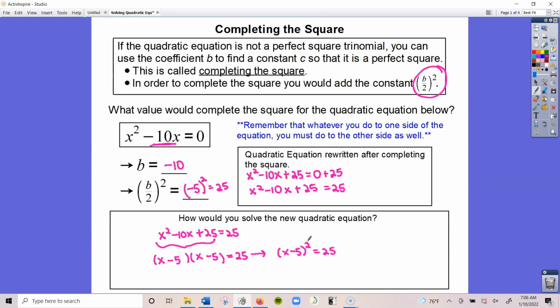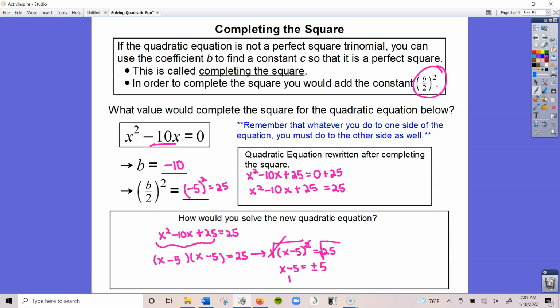Since this is squared, in order to get rid of this exponent, I am going to square root both sides. So this square root is going to cancel with this exponent, and I get x minus 5 is equal to, and don't forget, whenever we perform the action of square rooting a number, the answer is always plus or minus 5.